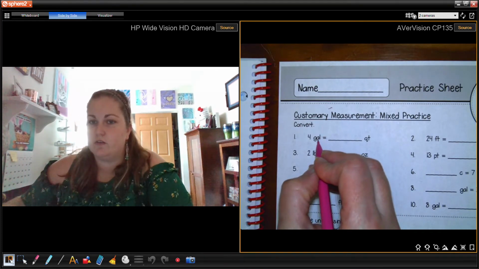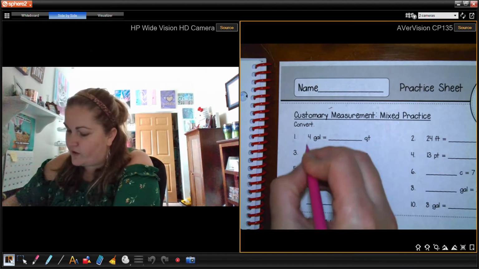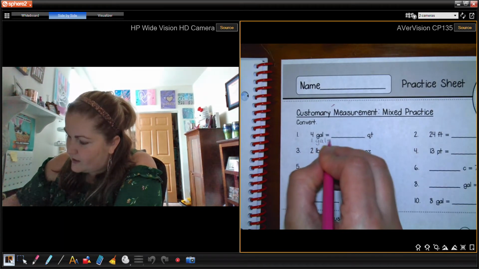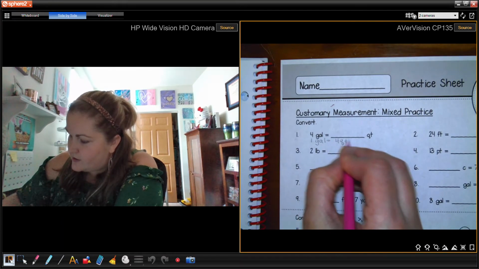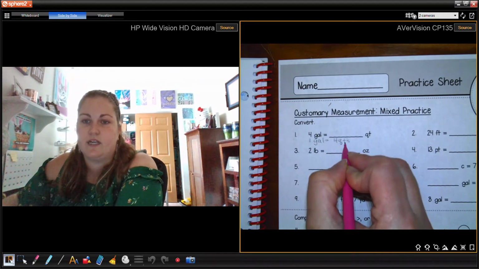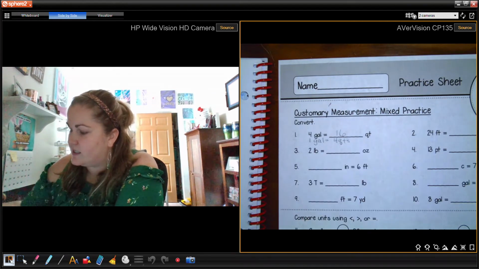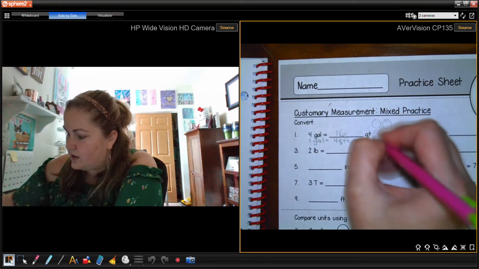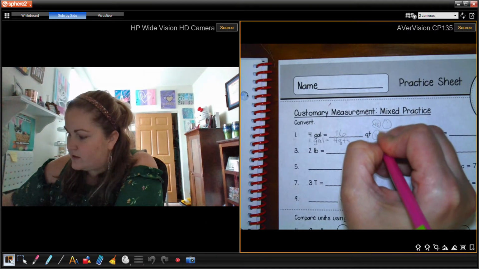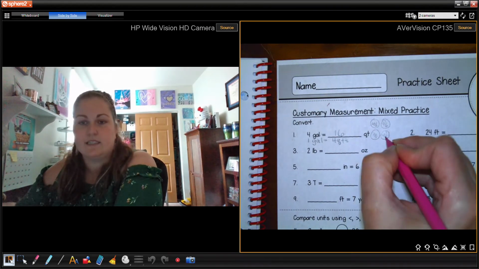So we're converting 4 gallons to however many quarts. If I go to my reference sheet, it tells me that 1 gallon is 4 quarts. So that means I have 4 times as many gallons as I did, so I'm going to have 4 times as many quarts. So 4 times 4 is 16. I could draw myself a quick picture of 4 gallons, and each of those is 4 quarts. So that's 4, 8, 12, 16.